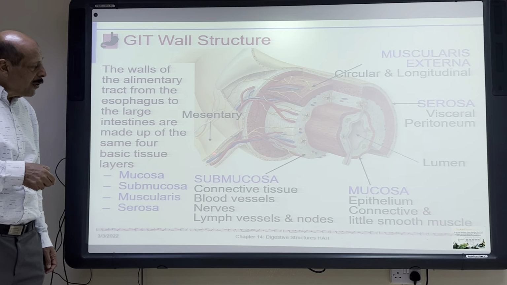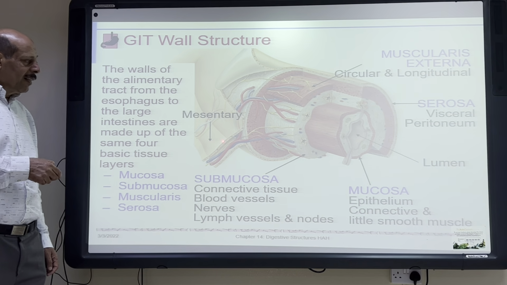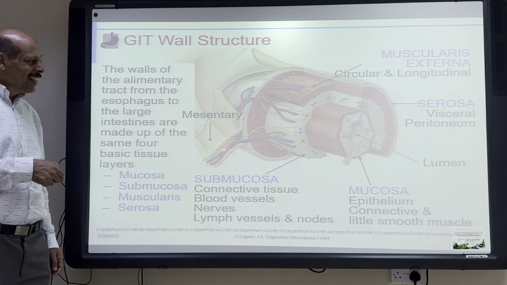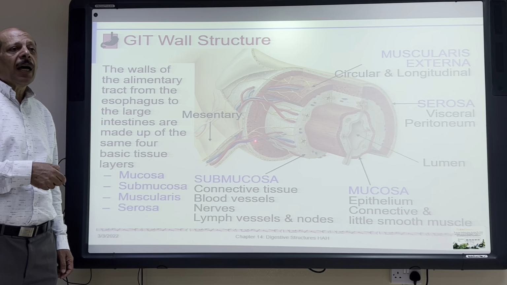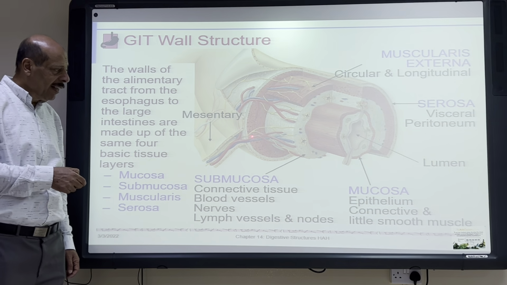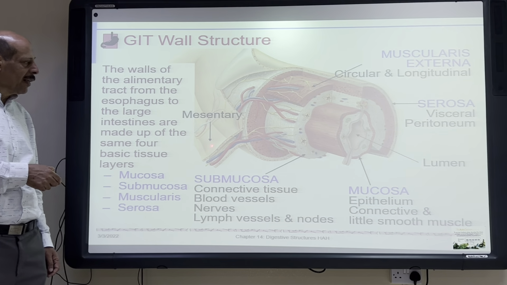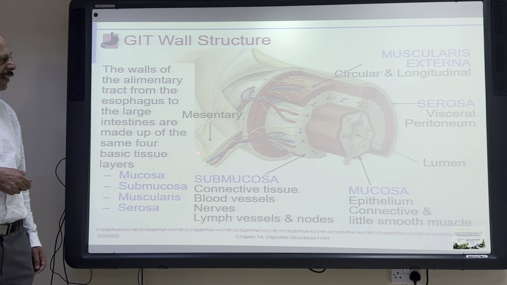Then we have what we call the mesentery. The mesentery has the blood supply to the digestive system. The artery and the vein are coming, and the nerve also comes, through the mesenteric part.